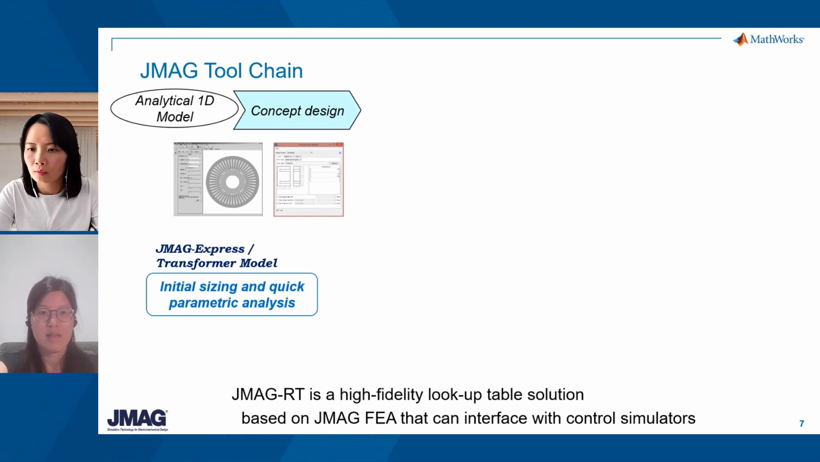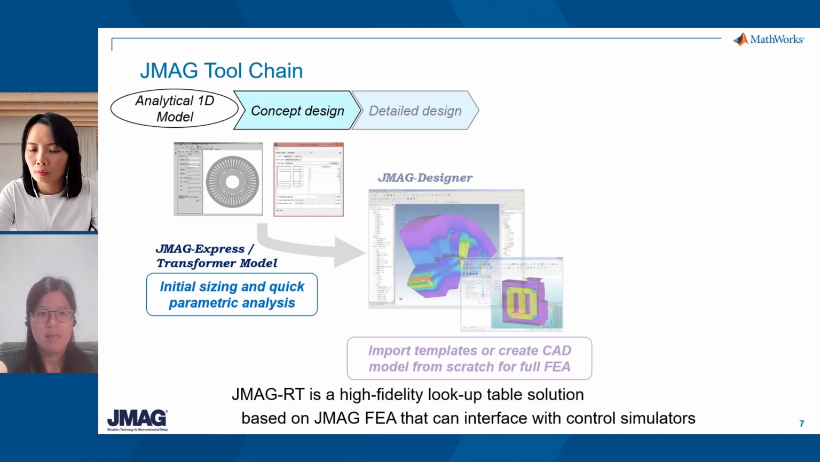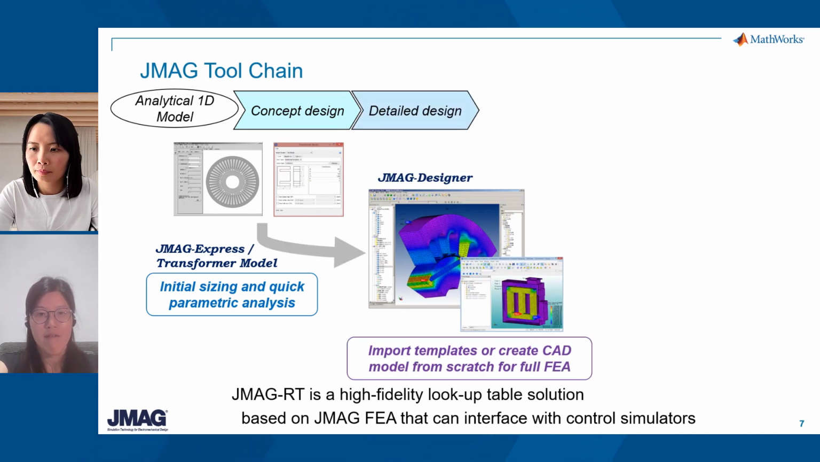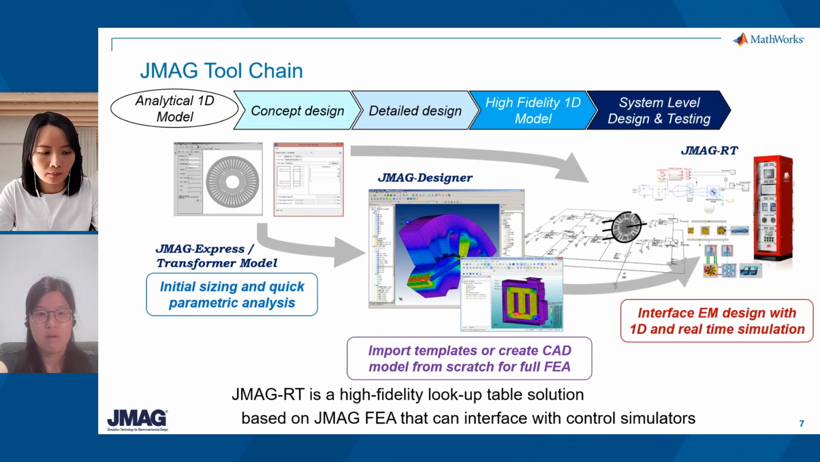In this slide, the first one on the left is the analytical model solution from JMAG. Next is the detailed design with FEA, which is the core of JMAG technology. And the last one is a solution for system-level simulation, like MATLAB Simulink. JMAG can link with system-level simulation tools, providing high-fidelity plant models to them. This solution is called JMAG RT.